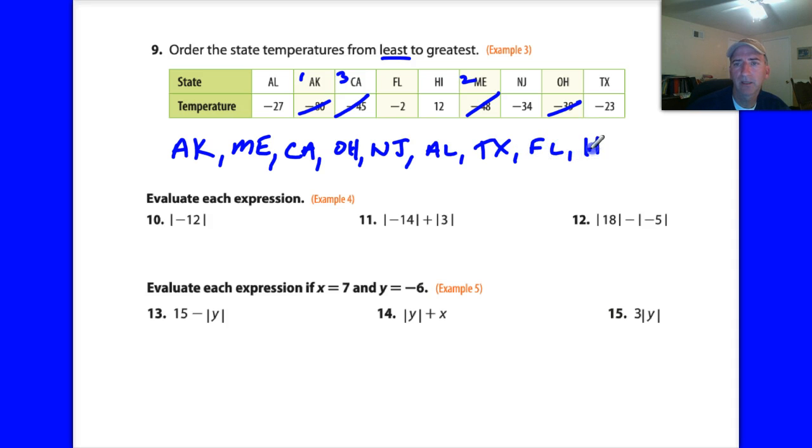Wouldn't it be nice to be in Hawaii on vacation right now? And there you go. Least to greatest. But learning those negative numbers there, and the only positive number out of that bunch was Hawaii right there. So there you've got them listed in order. Hopefully you were able to do that without me.